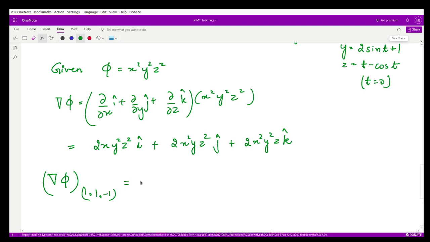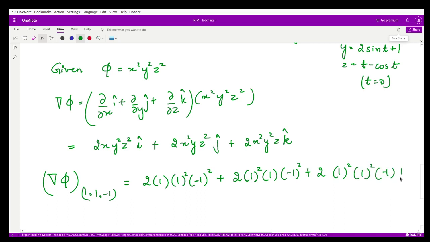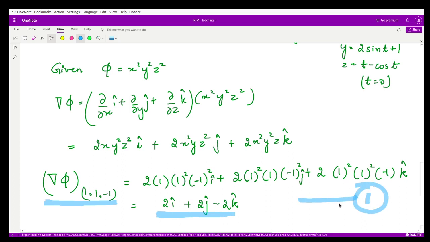So that means we will substitute the value of x as equal to 1, the value of y as equal to 1, and the value of z as equal to minus 1, and similarly for others as well. Okay, so we have this quantity right here, we have j cap also, here we have i cap also. So this becomes equal to 2 i cap, and then we can write this to be 2 j cap, and this is equal to minus 2 k cap. So this is our gradient vector calculated at the point 1, 1, minus 1. So this is one thing that we require. Let me call this equation number 1.